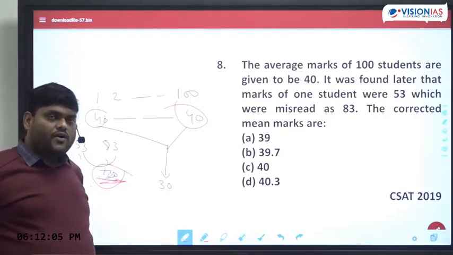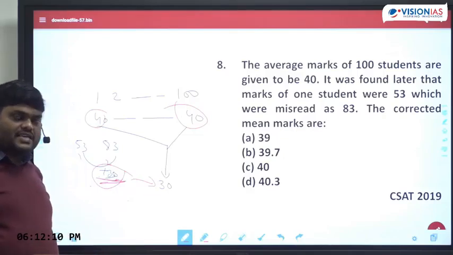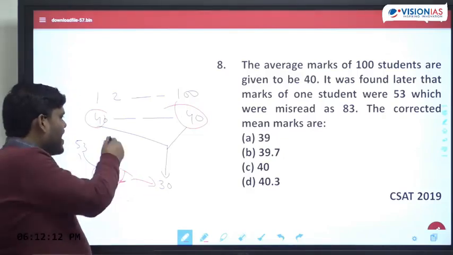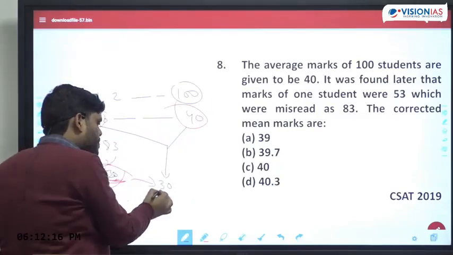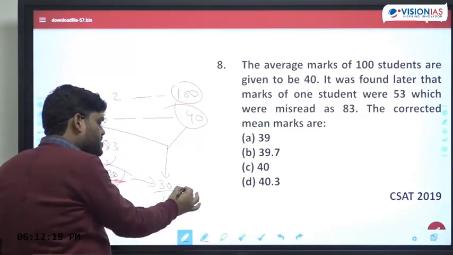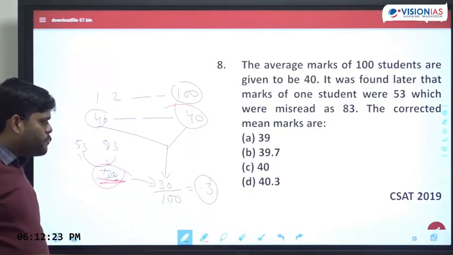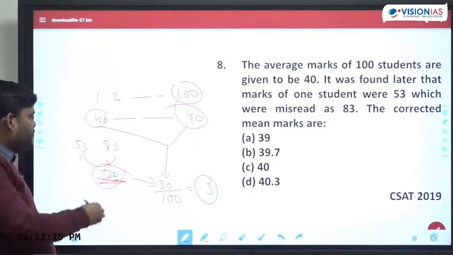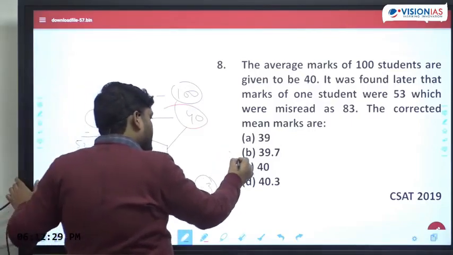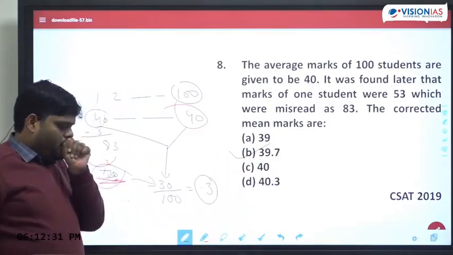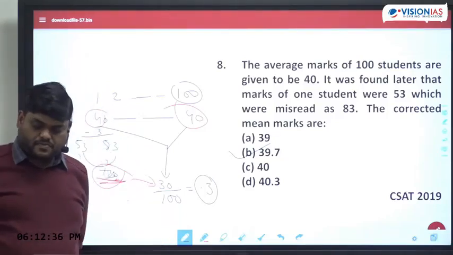So now what will happen with this 30? Everybody will give equally. How many persons are there? 100 persons. So how much will each person give? Each person will give 0.3. So from everybody's average, 0.3 will be subtracted. So the new average will be 39.7.